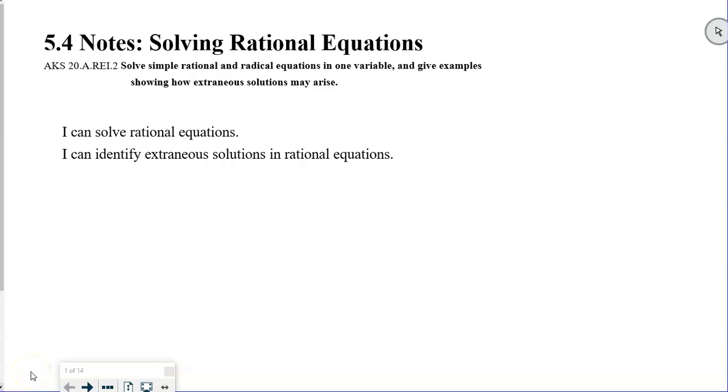So today's lesson is about solving rational equations. By the end of today, you should be able to say, I can solve rational equations and I can identify extraneous solutions in rational equations.